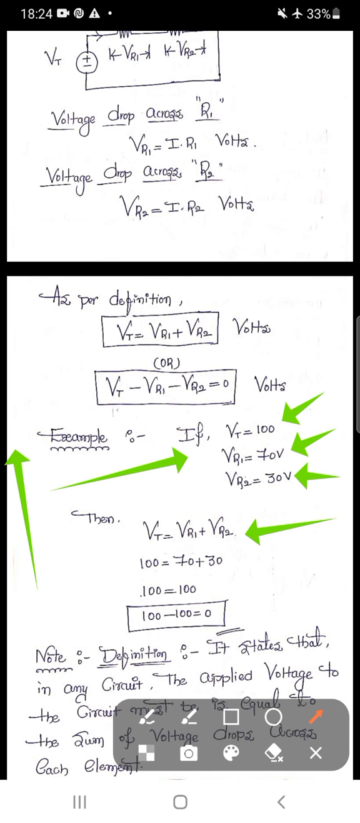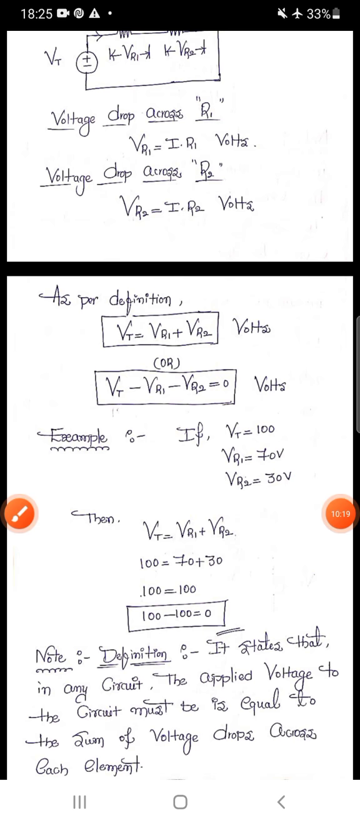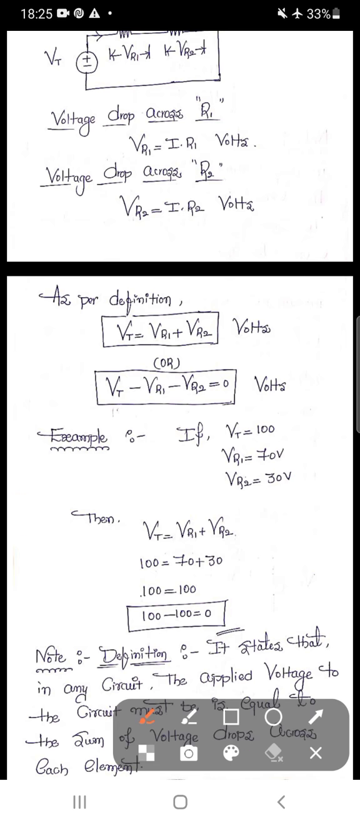Okay, so now we know the value of Vt is 100 and Vr1 is equal to 70, Vr2 is equal to 30. By adding these two values you are getting 100. So here 100 is equal to 100. 100 is equal to 100 means applied voltage is equal to sum of voltage across individual elements. So we can write this expression in the second definition, that is sum of algebraic voltages in any closed path is equal to 0, so 100 minus 100 is equal to 0. Okay, so like this we can define any definition.